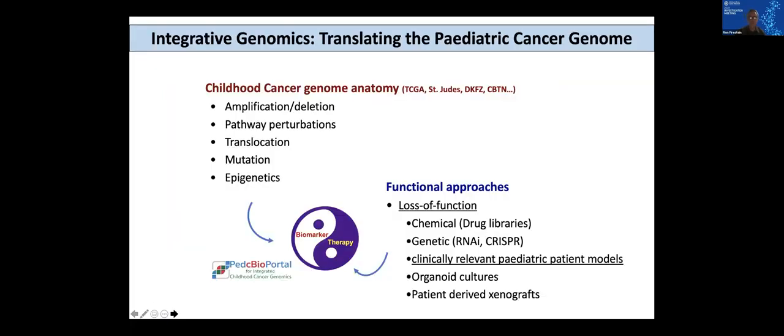The way that our group approaches childhood brain cancer is through an integrative genomic approach. This involves utilizing the childhood cancer genome anatomy projects that CBTN, TCGA, St. Jude's and others have been leading, providing the landscape of childhood brain cancer, characterizing the amplifications, mutations, translocations, and epigenetic alterations, and marrying that information with functional approaches, namely drug screens and genetic perturbation screens, to identify which of these alterations might be targetable therapeutic vulnerabilities.